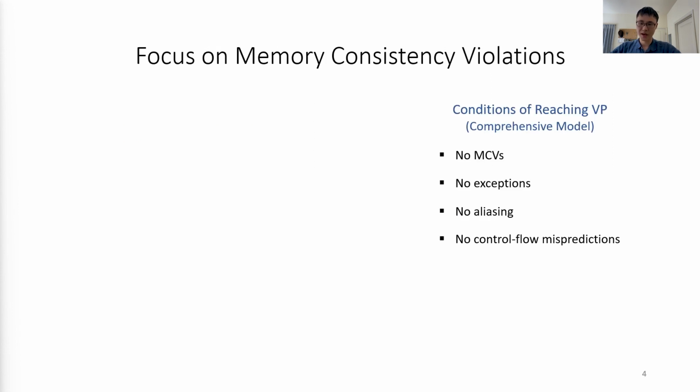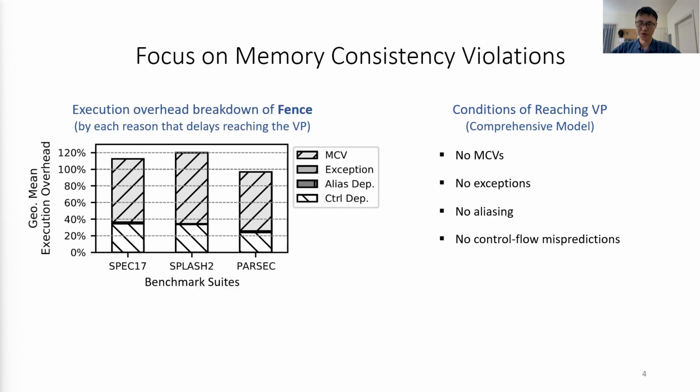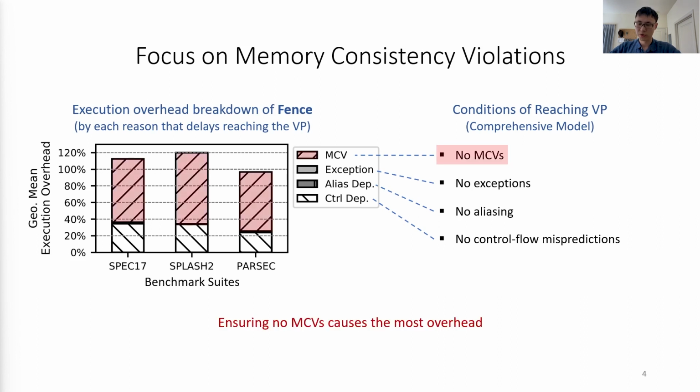To understand the execution overhead caused by each condition, we measure the geometric mean execution overhead of Fence on different benchmark suites, and break down the overhead by reasons that delay reaching the VP. The plot here is created in a stacked manner. Each block corresponds to the overhead caused by one condition of reaching VP. From the plot, we can see that ensuring no MCVs causes the most overhead.